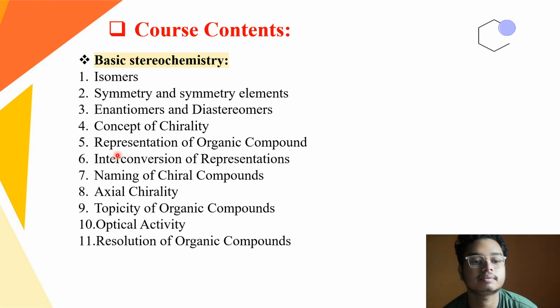And then we are talking about the representation of organic compounds. There are certain representations: Fischer, Sawhorse, Newman, flying wedge, zigzag types. And we will learn the interconversion. Then we are talking about the naming of chiral compounds. There is DL nomenclature, RS nomenclature, and all. After that, we are talking about axial chirality, topicity, optical activity, and resolution. And with this, we complete our basic stereochemistry part here.